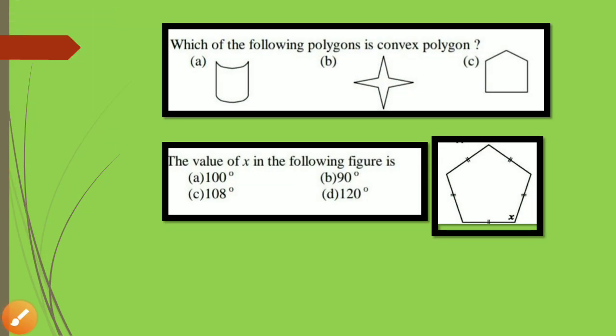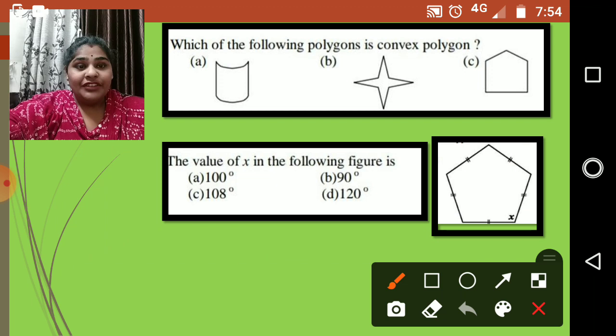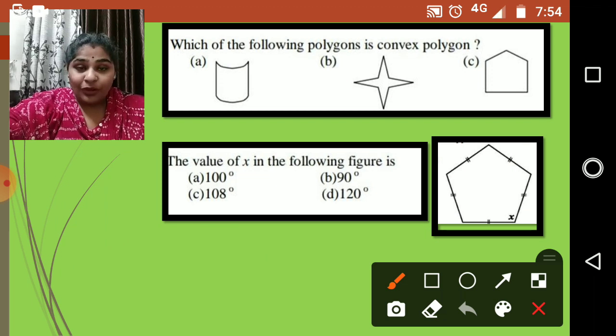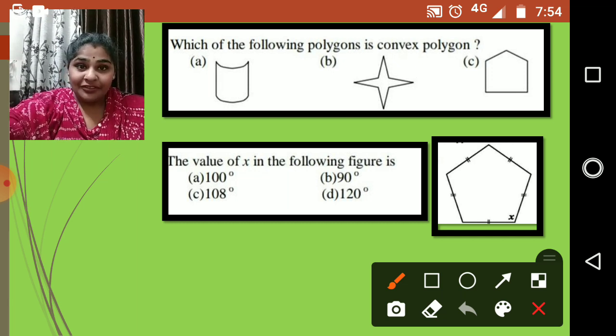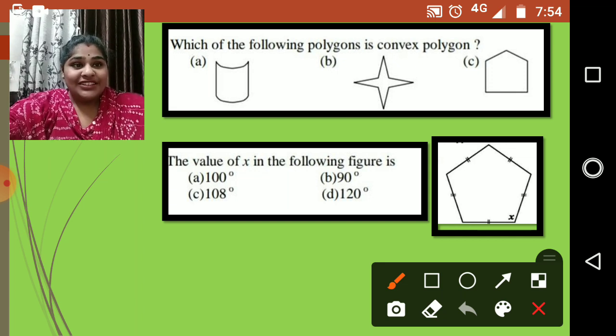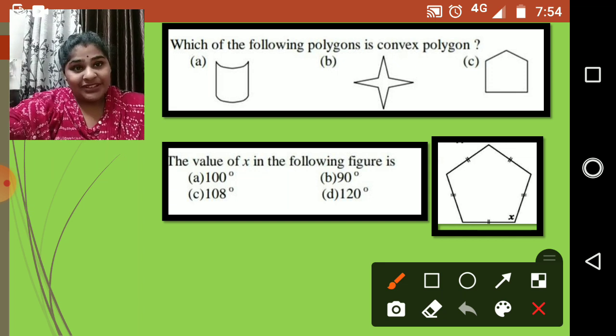Now look at this, the next one. Which of the following polygons is a convex polygon? Now we know that a convex polygon is a polygon whose no diagonal is outside the figure. So here you can see, children, this first option is not at all a polygon.